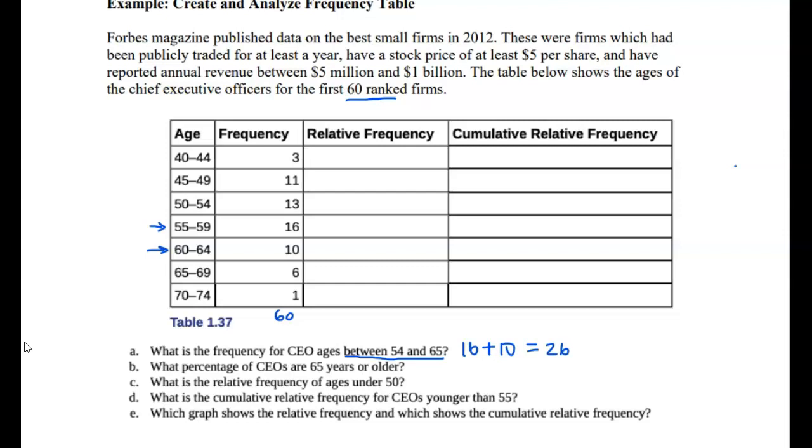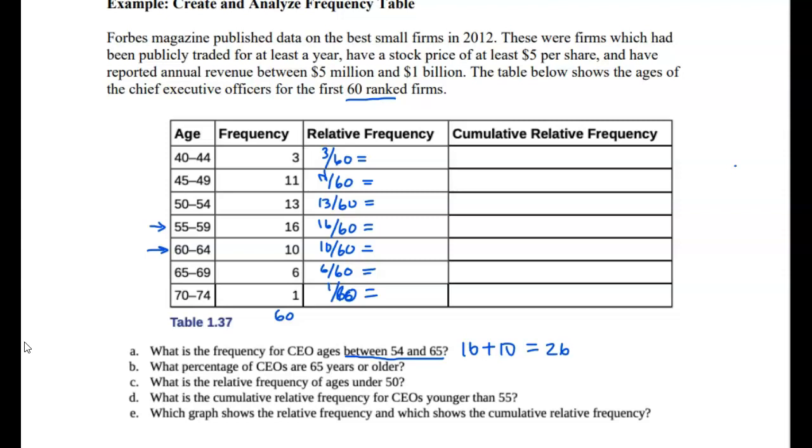Relative frequencies you find by dividing the frequency by the total number. 3 over 60, 11 over 60, 13 over 60, 16, and so on. So we can complete this table right here. 1 over 60. Alright. Okay, and you can change these into decimals. You can round to maybe 3 or 4 decimal places.